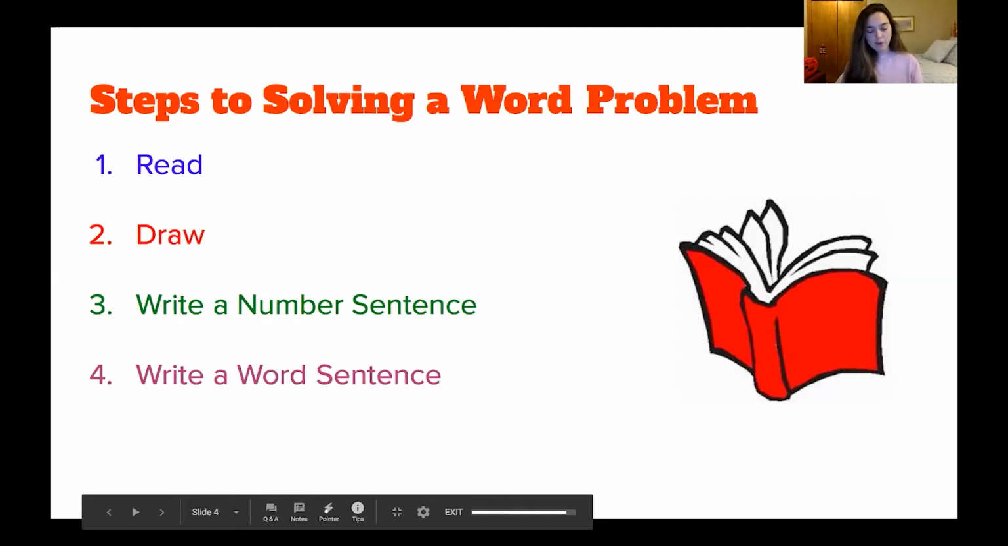So, for example, this is a number sentence. See? 4 plus 2 equals 6. That is a number sentence.